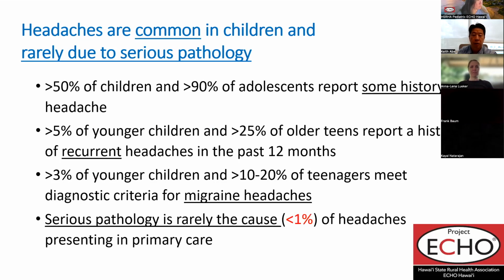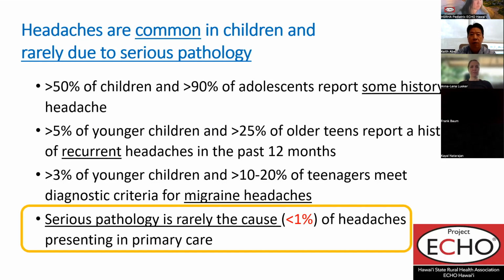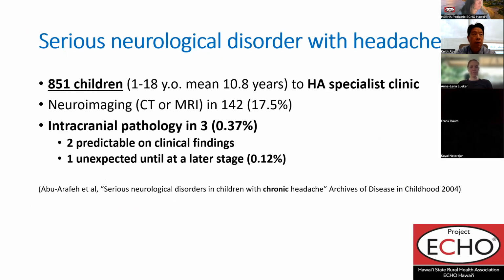And as a reassurance, less than 1% of patients coming in complaining about headache have a serious pathology needing more intervention. So in an old case series to a headache specialty clinic, over 800 kids were evaluated. 142 of them, or about 17%, got imaging, and less than 1% had pathology needing attention. And they were predictable by clinical findings. So again, we can trust our history and exam to pull out patients who are going to need more acute attention.